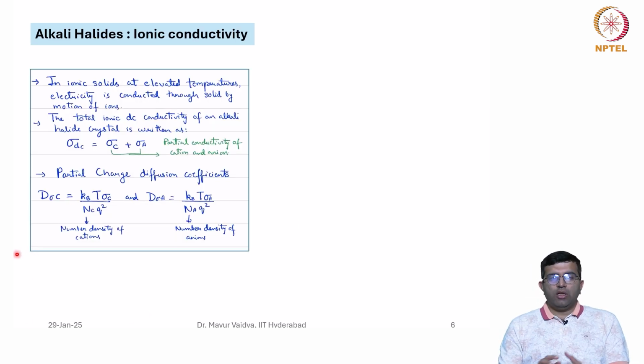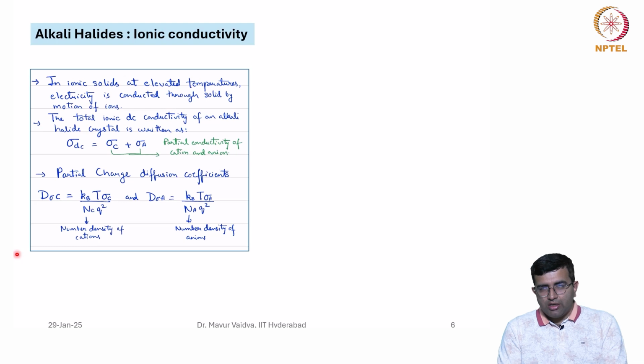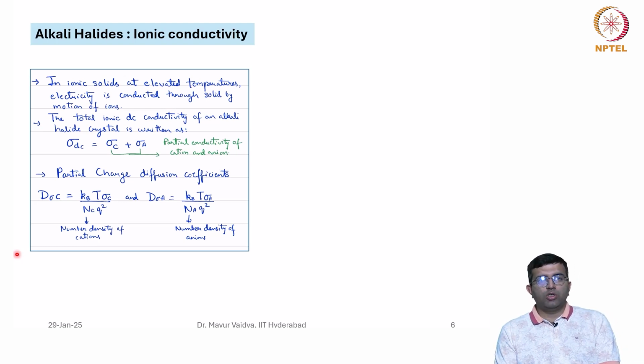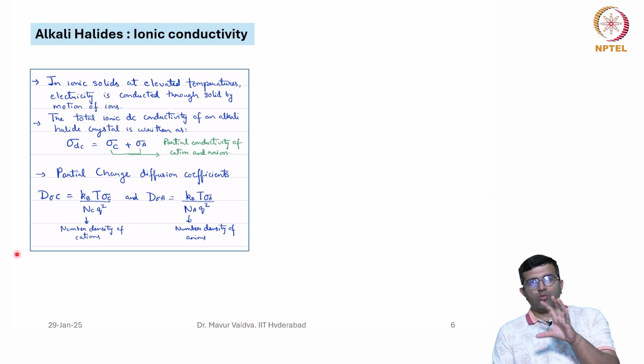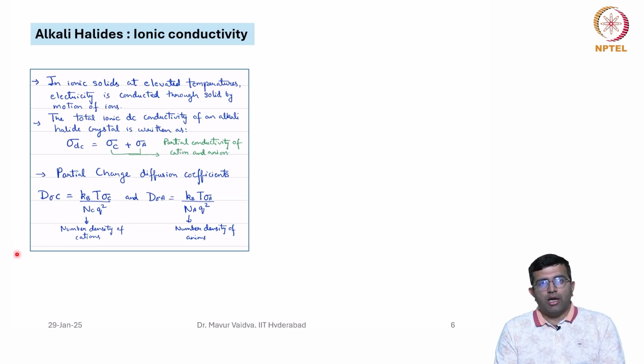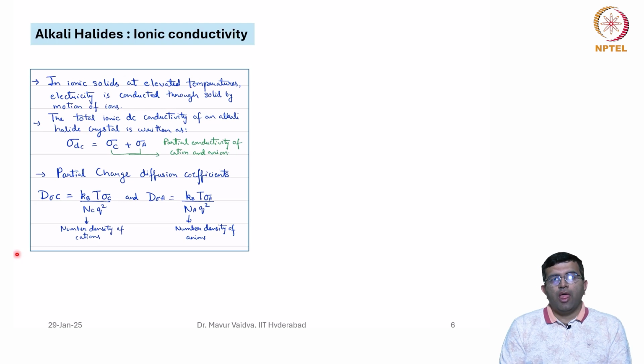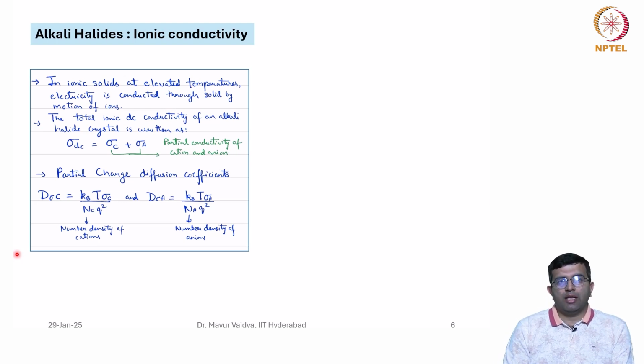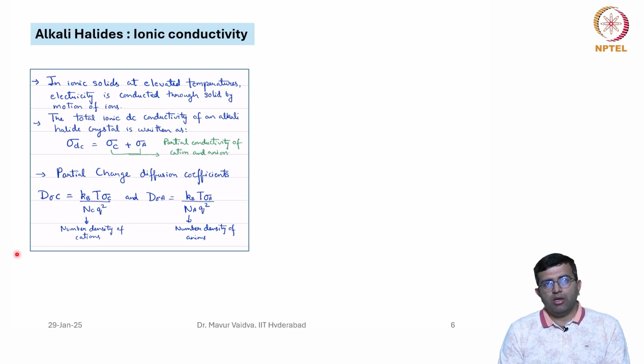In the ionic solids at elevated temperatures, the conductivity is through the motion of ions. So, the motion of ions is what is responsible for the conduction in these ionic solids. So, the total ionic DC conductivity of an alkali halide crystal is written as sigma_DC equal to sigma_C plus sigma_A, which is the partial conductivity of the cation and the anion.